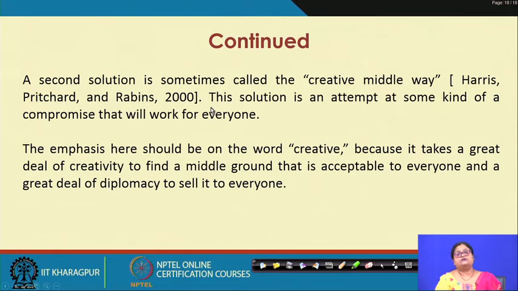The second solution is sometimes called the creative middle way. This solution is an attempt at some kind of compromise that is going to work for everyone. The emphasis here is on the word creative, because it takes a great deal of creativity to find the middle ground that is acceptable to everyone, and with a great deal of diplomacy it can be sold to everyone.